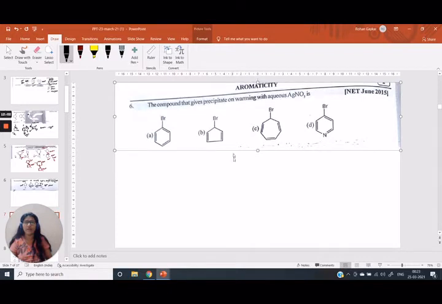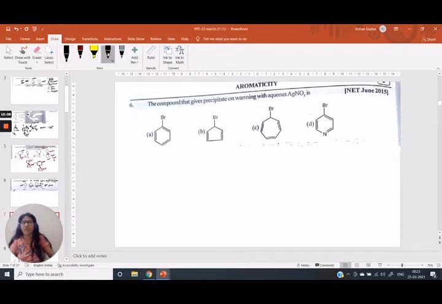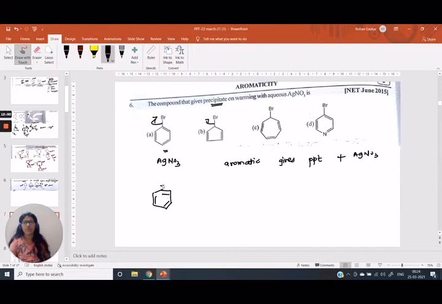The question is: the compound that is precipitated on warming with AgNO3 is. Here, when AgNO3 reacts with A, we do not get a precipitate. A does not give a precipitate with AgNO3. Only an aromatic compound gives a precipitate when warmed with AgNO3. Here, if I break this bond, then a positive charge is generated on an sp2 hybridized carbon, and it is not possible. Therefore, compound A does not give a precipitate on warming with AgNO3.